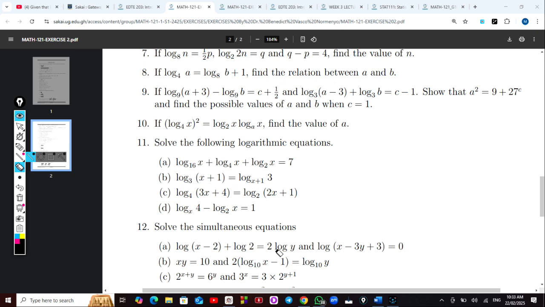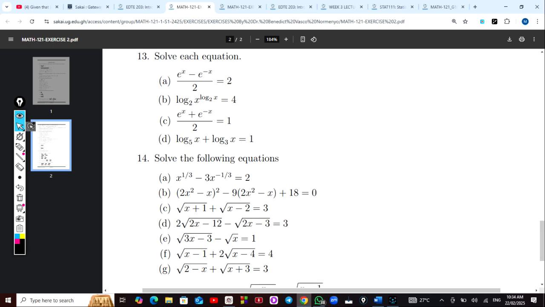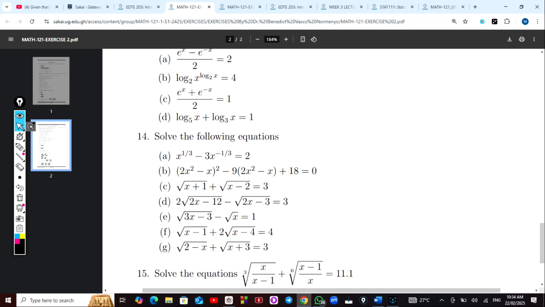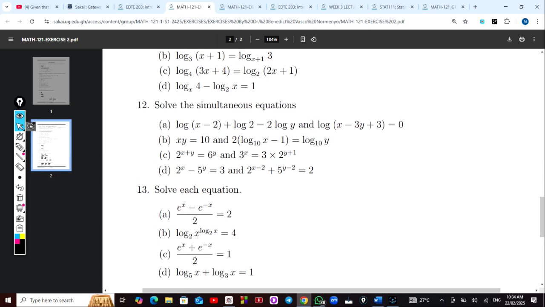So today I'm going to solve two questions from question 11, 2 from 12, 2 from 13, 2 from 14, and then question 15 I'll solve that one too. With the solutions, the rest you can apply the concepts to solve them. So we are starting from question 11.